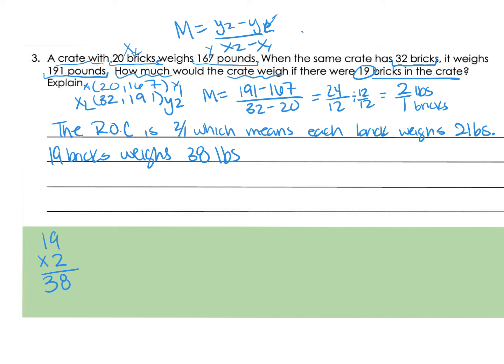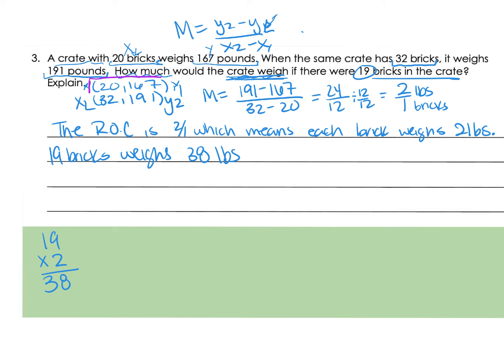That's not the question. The question is not how much do 19 bricks weigh. The question is how much does the crate weigh with the 19 bricks. So we are still missing the weight of the crate by itself. That's the piece you may not have noticed that you had to find. So I'm going to switch colors, and I'm going to explain if you weren't able to figure it out. How do I do that? Well, I need to pick one of these ordered pairs. I'm always going to go with smaller numbers.